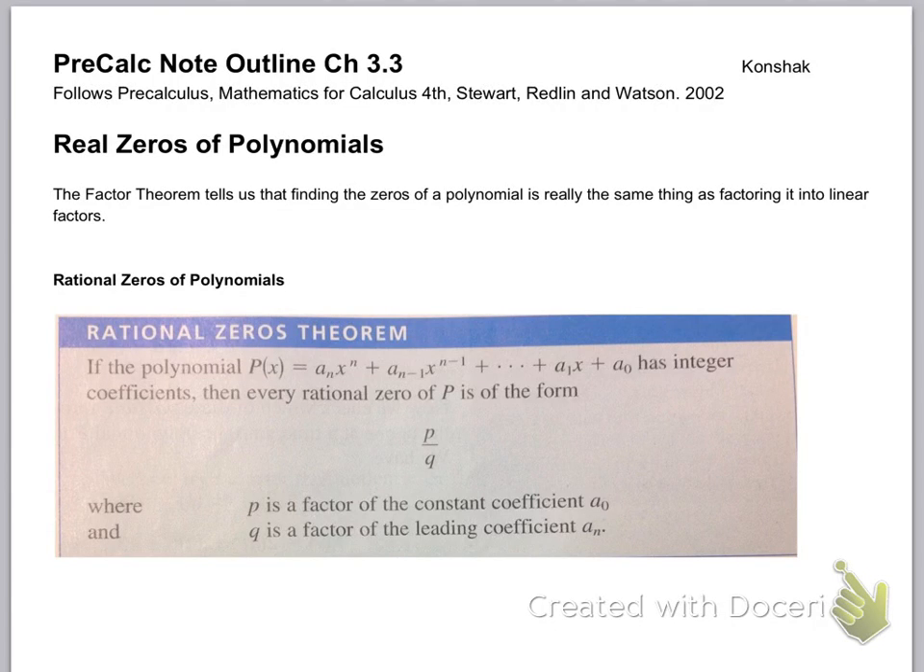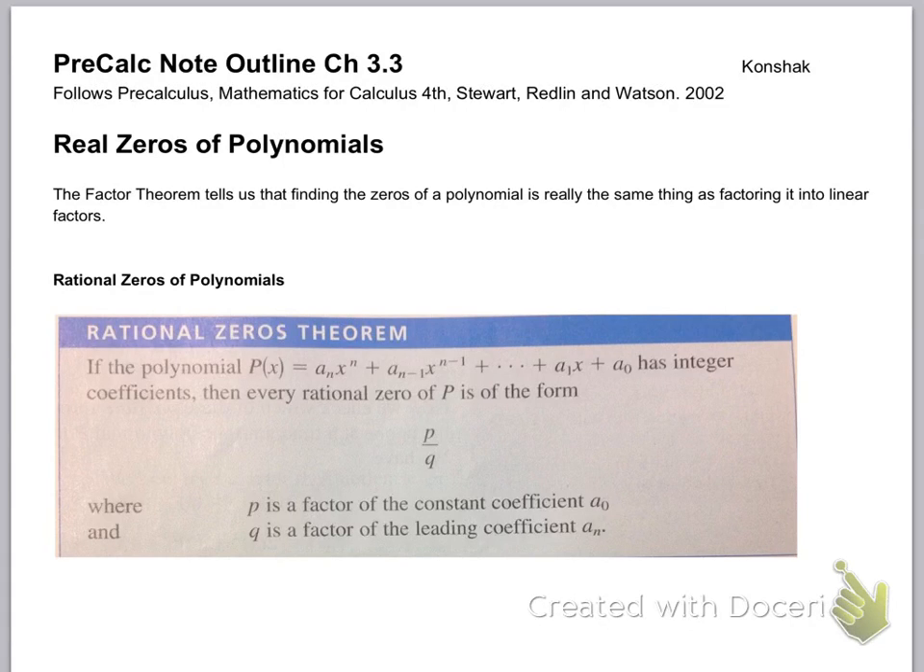This is Precalc, Chapter 3.3, Day 1. What we're going to do today is find the real zeros of polynomials. And we're going to use the factor theorem that we talked about yesterday.